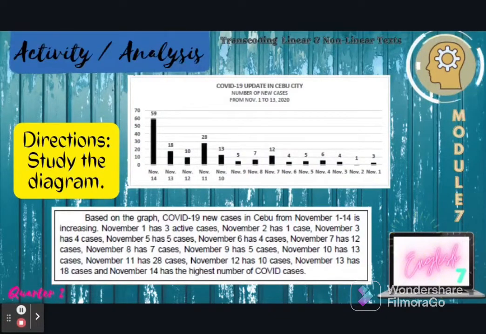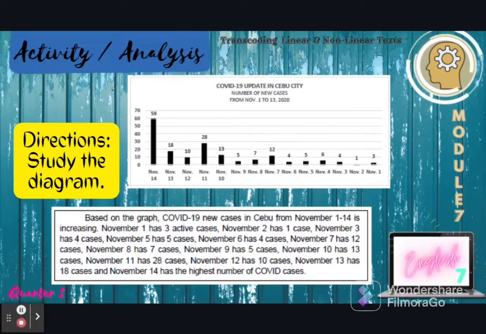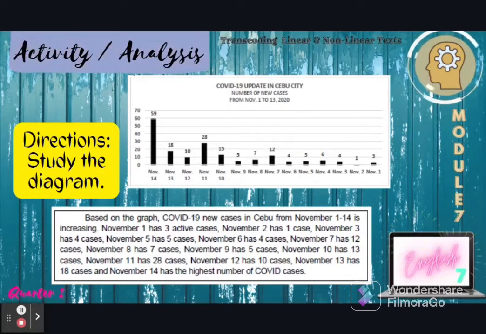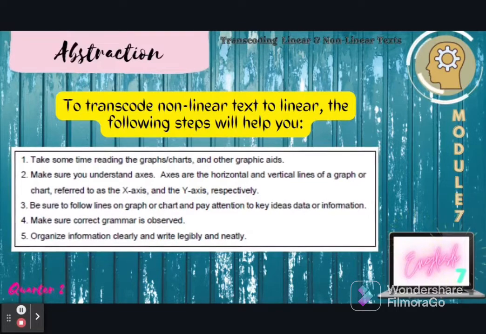Let's try the third activity. Directions: study the diagram. At this point, you'll do the opposite, which is transcoding nonlinear to linear. Study the graph and take note how the ideas are presented in nonlinear to linear forms. Notice that the two types of text contain the same information but differ in the presentation of the information. How is the nonlinear text transcoded into linear?